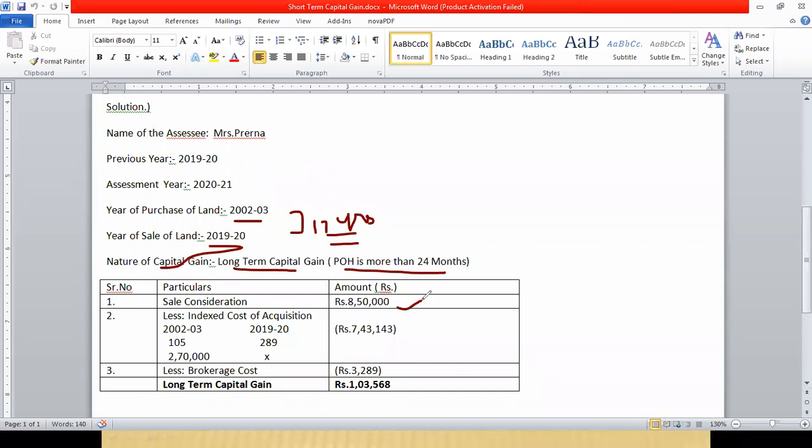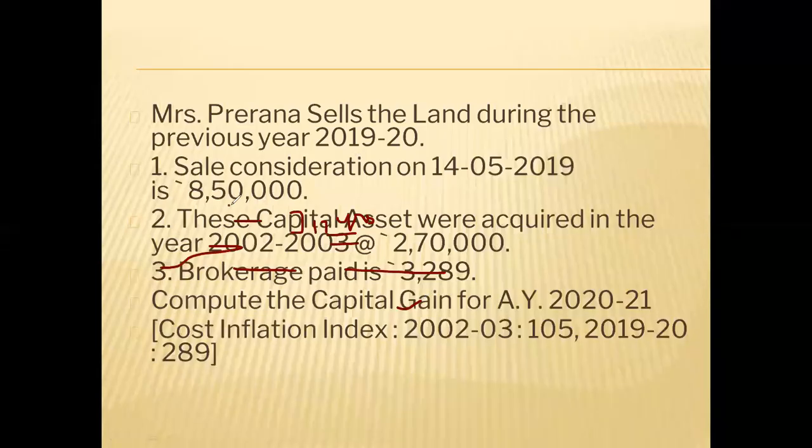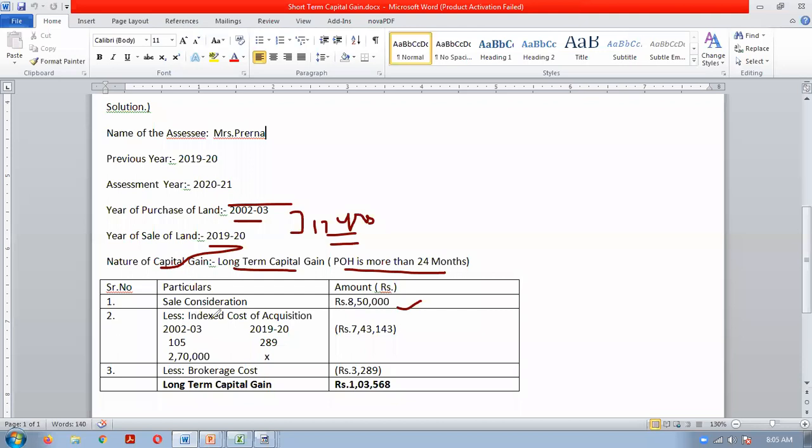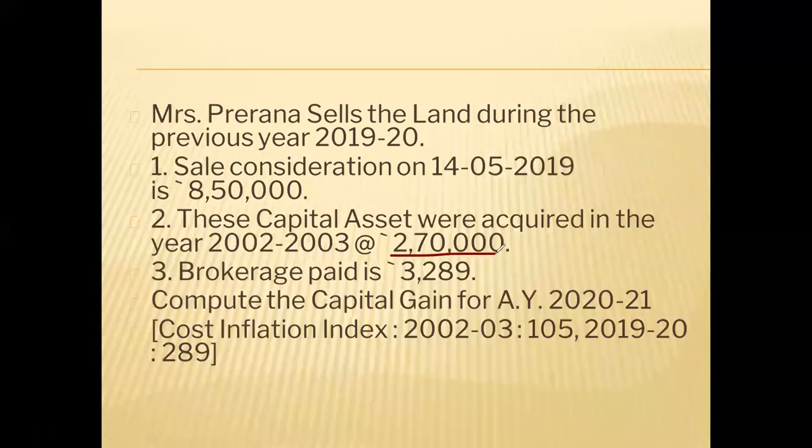Sale consideration is how much? 8,50,000, it is given in the question. Now, instead of cost, we will take the indexed cost. Here only the difference will be there. You will not take 2,70,000.